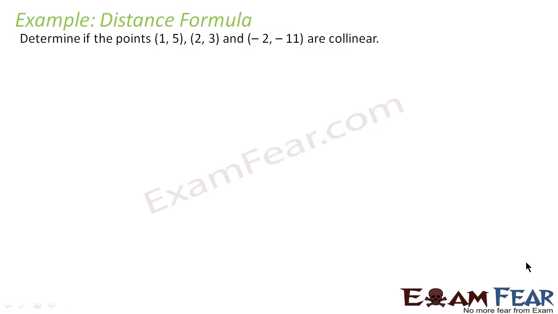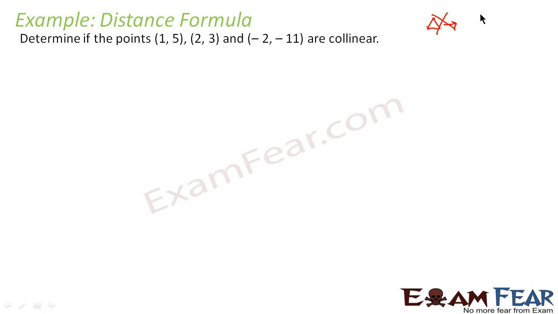We'll take one example. We have to determine if the points (1, 5), (2, 3) and (-2, -11) are collinear or not. To determine whether points are collinear, there are two approaches. The first approach: if there are 3 points, and you can prove that the area of the triangle drawn by these 3 points is 0, then they are collinear. But we have not learned the area of a triangle till now, so we cannot use this approach.